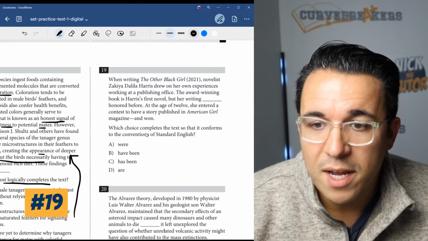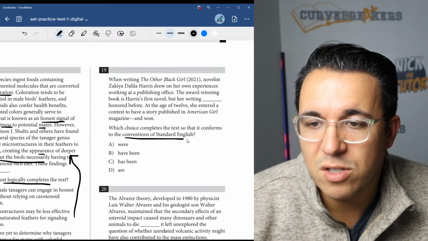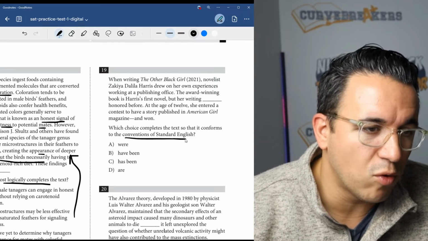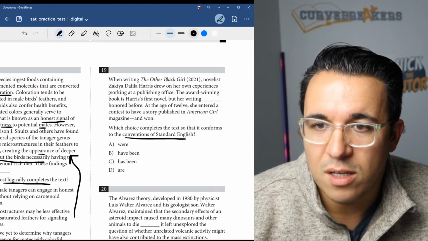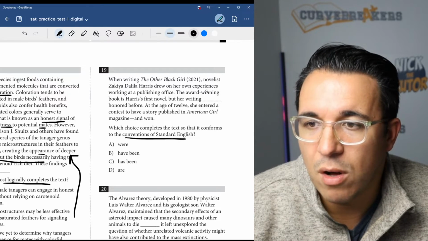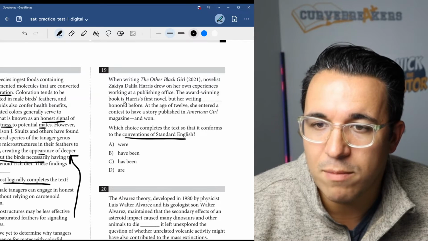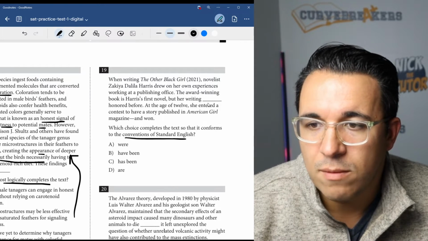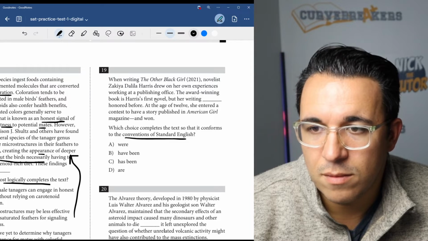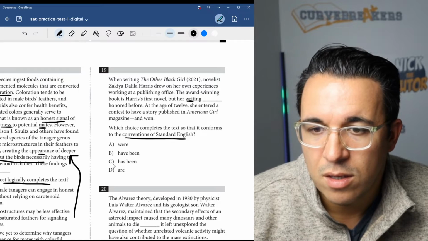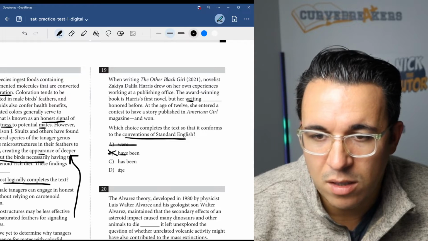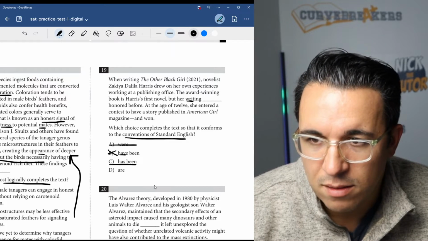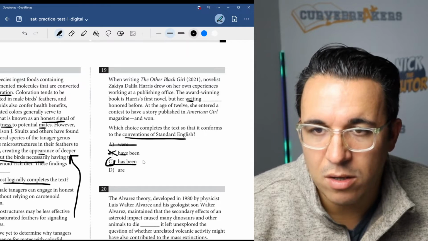All right, let's get into number 19. Which choice completes the text so it conforms to the conventions of standard English? So now you can see we're switching over to a group of grammar-based questions. When writing The Other Black Girl, 2021, novelist Zakia Dalila Harris drew on her own experiences working at a publishing office. The award-winning book is Harris's first novel, but her writing blank honored before. So the award-winning book is her first novel, but her writing were honored before, have been, plural, wrong. Her writing has been honored before, singular, so we're going to go with choice C.